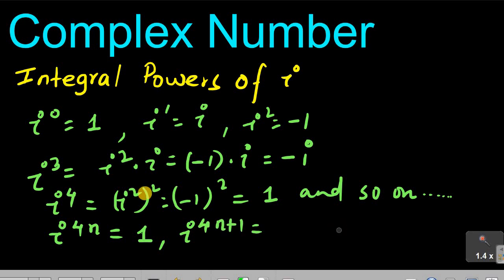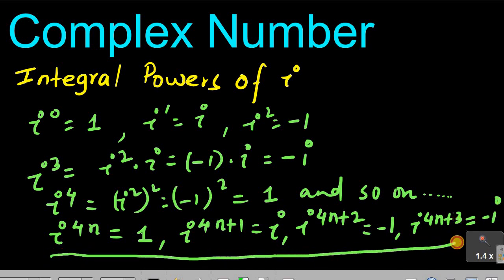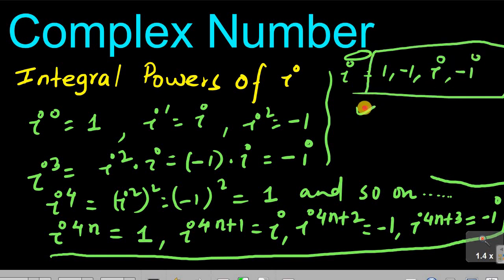i^(4n+1) = i, i^(4n+2) = -1, and i^(4n+3) = -i. These proofs are very simple, so I have not done them here. You can prove it by taking a few examples yourself. As a whole, any integral power of i has a value that circulates between 1, -1, i and -i. Other values are not possible.